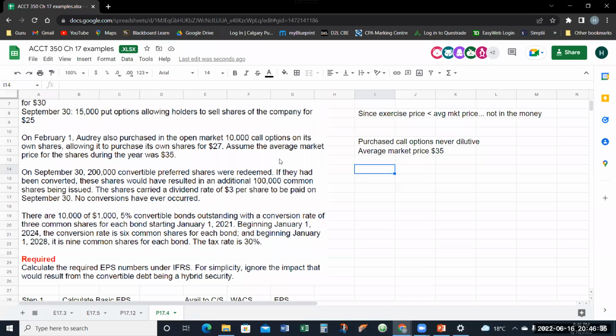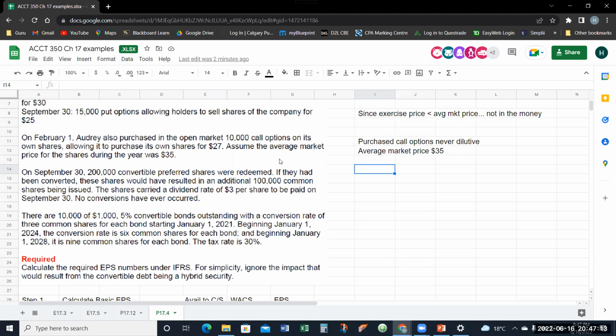That would have had an income effect. That would have had a share effect. So you've got to consider these, right? You have to take these into account. If they had been converted, these shares would have resulted in an additional 100,000 common shares being issued. These shares carried a dividend rate of $3 a share to be paid on September 30th. No conversions have ever occurred. So there has never been any conversion, and the preferred shares had a dividend of $3 a share that was paid on September 30th. Okay, so this we will have to consider.